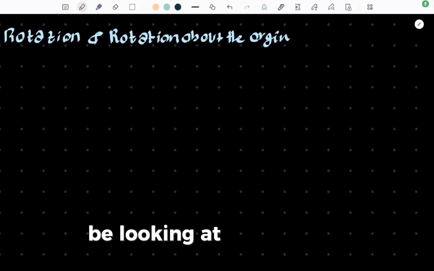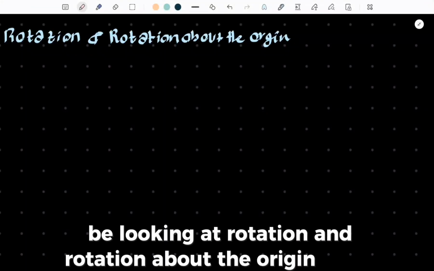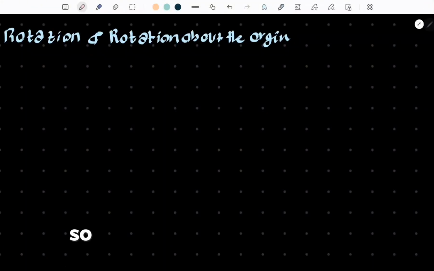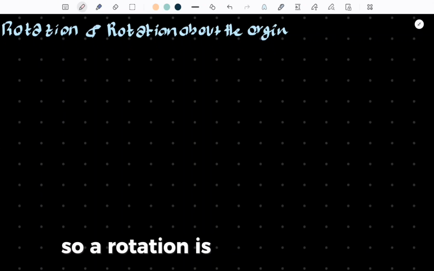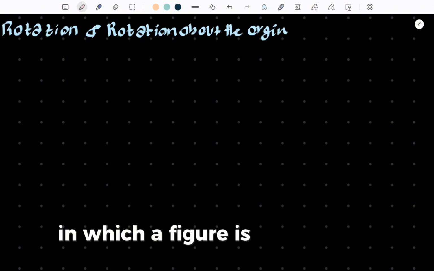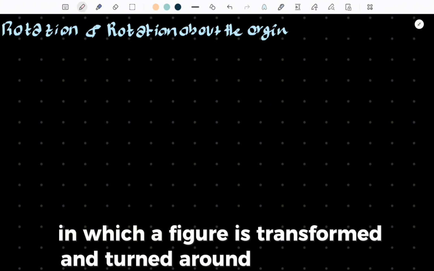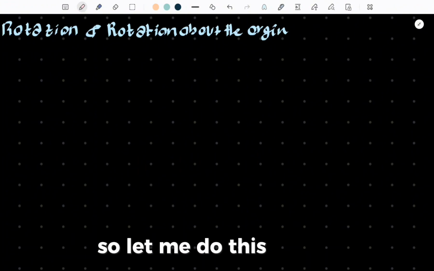We'll be looking at rotation and rotation about the origin, part 1. So first, let's define what a rotation is. A rotation is a type of rigid motion in which a figure is transformed and turned around a fixed point. Let me do this visually.